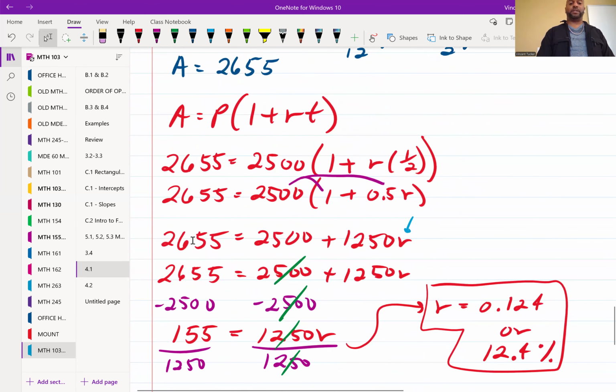So now we have 2,655 equal to 2,500 plus 1,250 R. We subtract both sides by 2,500, that'll be 155 equal to 1,250 R. Divide both sides by 1,250. And R is equal to 0.124, or in other words, 12.4%. Of course, the wording will let you know which one they want.